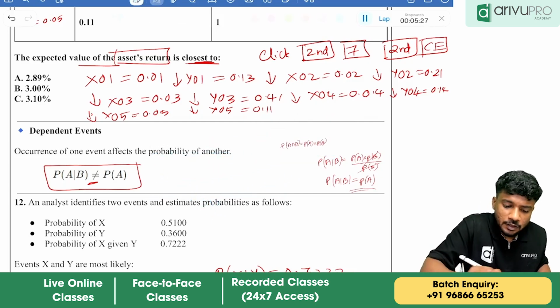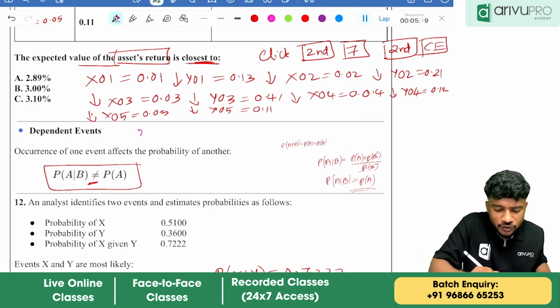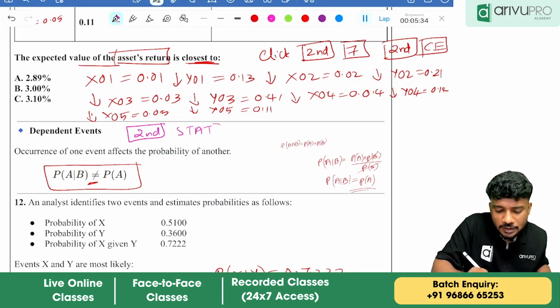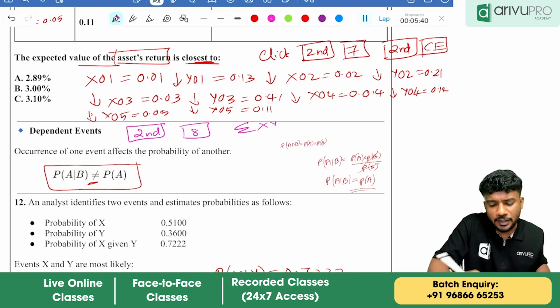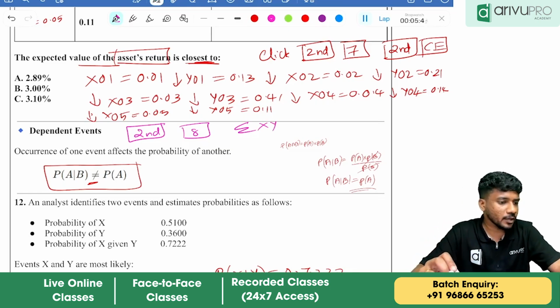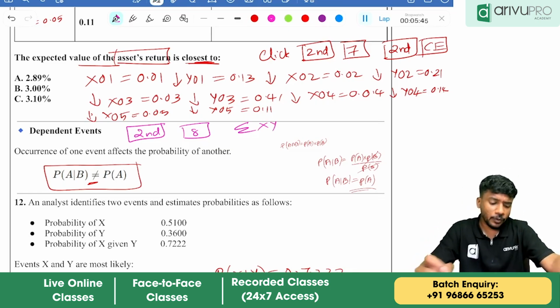Now the final step we are going for second. Then click what? STAT. Okay, that means we need to click which button? 8 button. Then move around and find sigma xy. That will give you the answer. Okay. So I think the answer will be 2.89.